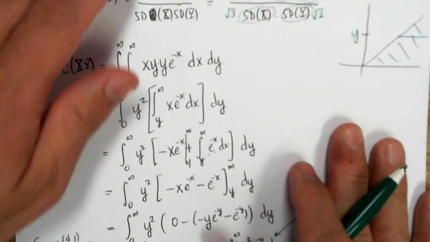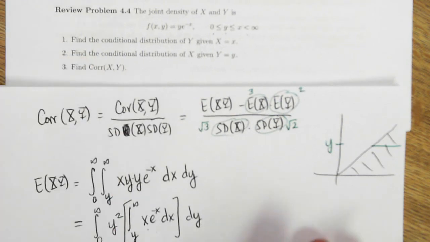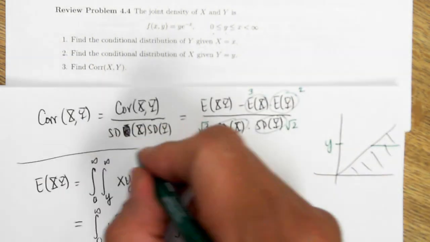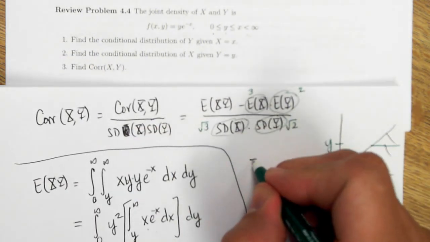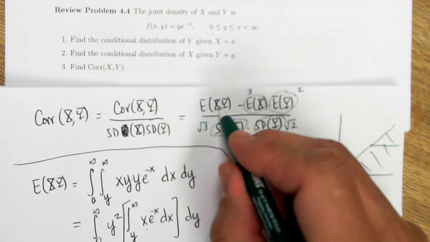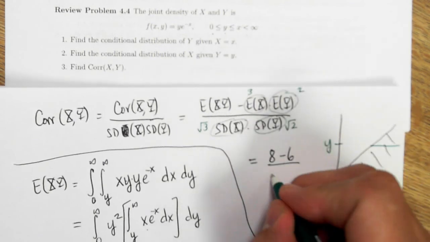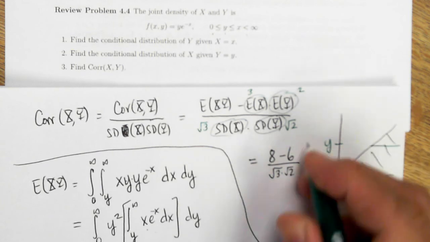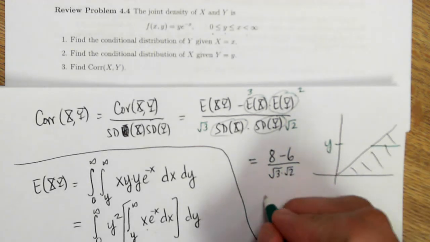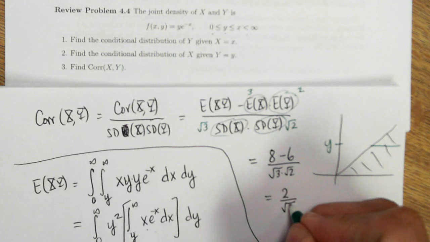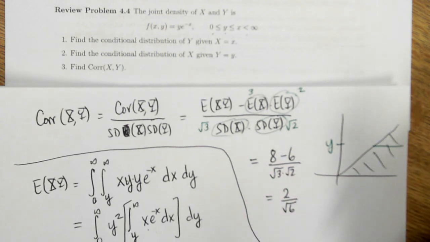So coming back to the problem at the very top of the page, to compute this correlation, this is now equal to 8 minus 3 times 2, over the square root of 3 times the square root of 2. And so simplifying, I get 2 divided by the square root of 6.